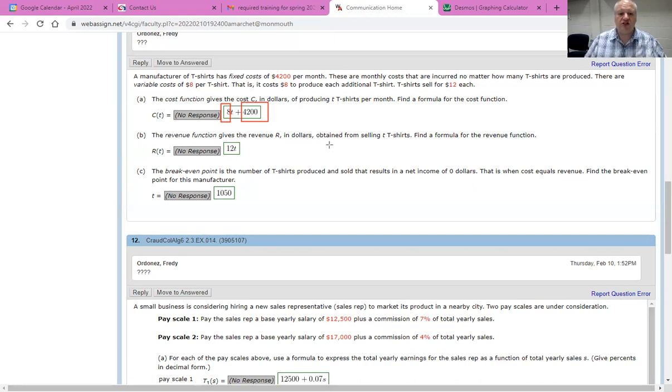That's why the cost function always has those three elements. It has the fixed costs, and then it has the cost to make one unit or widget or t-shirt or whatever, times the variable representing the number of t-shirts.